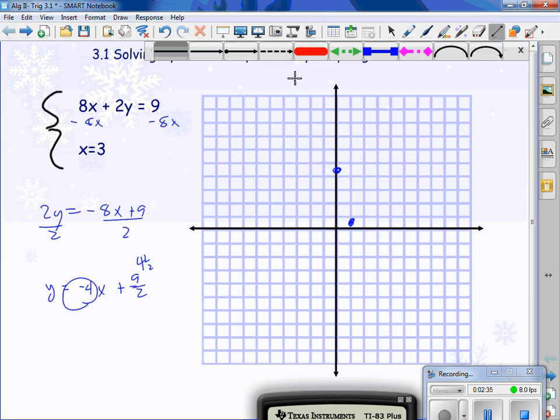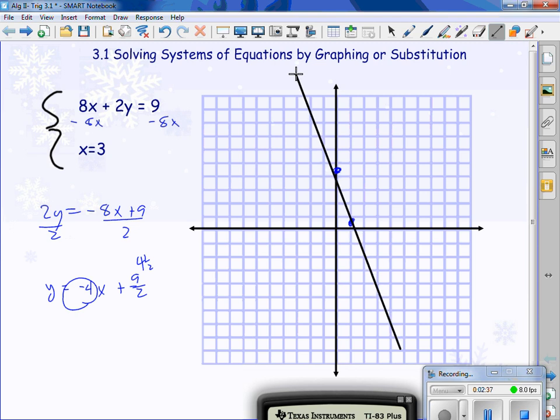Take your ruler, draw a straight line as best as you can through the points. Notice how I am drawing the line through those points. Don't just play connect the dots. And I'm going to label y equals negative 4x plus 9 halves. This way I know that line means that equation. That's my first one.